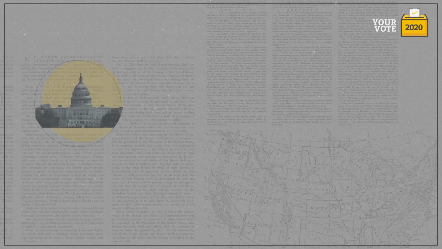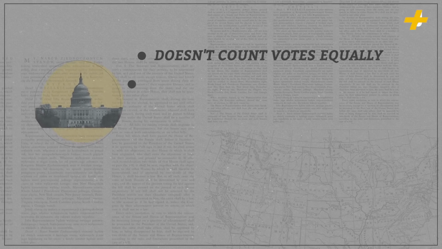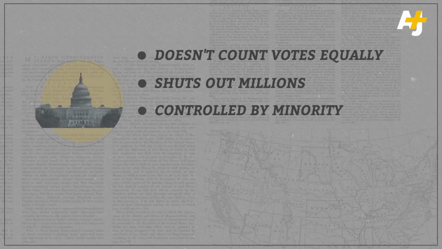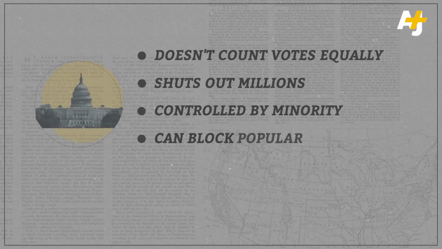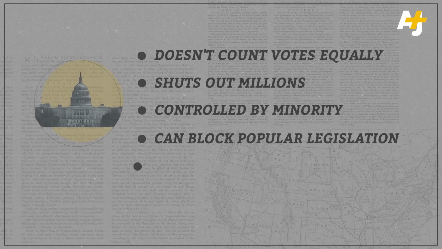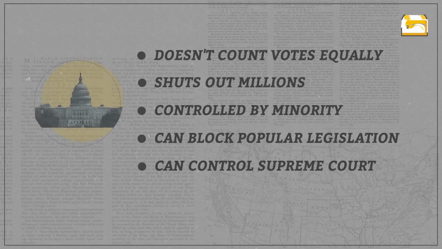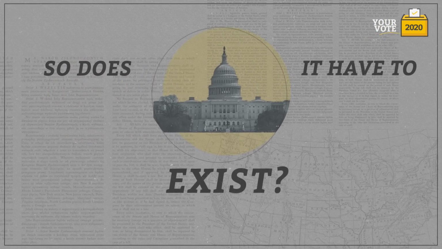So we've established that the Senate doesn't count everyone's vote equally, shuts out millions of Americans, can be controlled by a small minority of voters, has a built-in mechanism for blocking popular legislation, and can, through the Supreme Court, shape laws far into the future. So, does it have to exist?